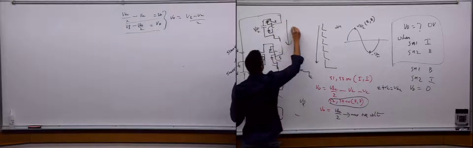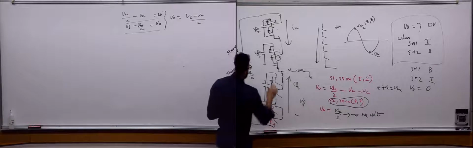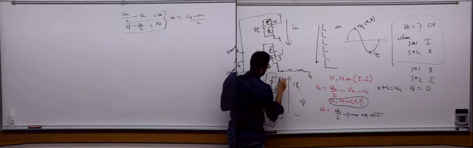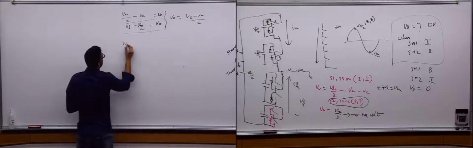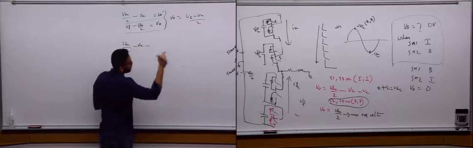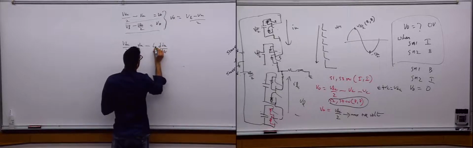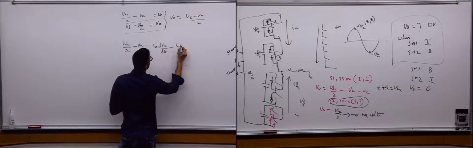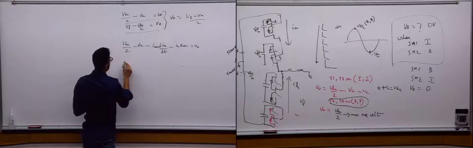Okay, let's assume IU to be like that and IL to be like that. Okay, so this is an RL branch actually. And similarly, an RL branch here. Okay, so now the equation will be VDC over 2 minus VU minus IU times, let's call this L arm, L dIU by dt, minus IU times R arm is equal to VO, okay, and again VL.